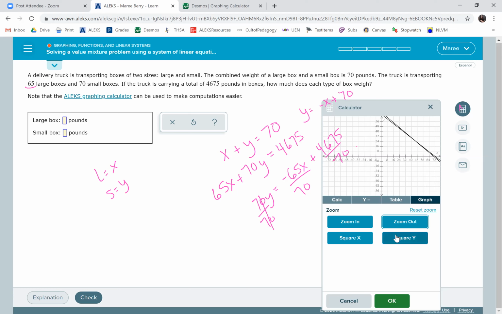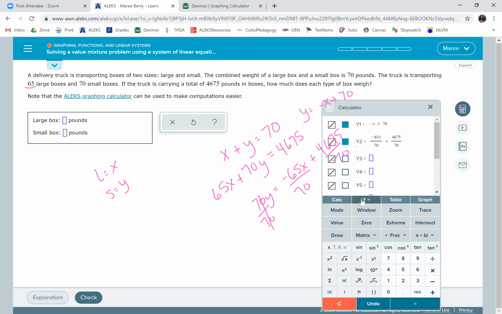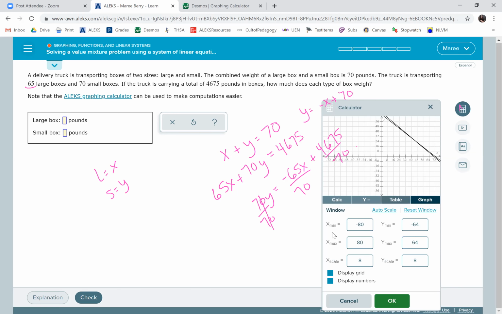Okay, let's just change our window. So we'll come back here, change our window. We'll do our X minimum. We don't need to have this low. We can just put it at, let's say, 32, okay? And our X max, we really just like 64.